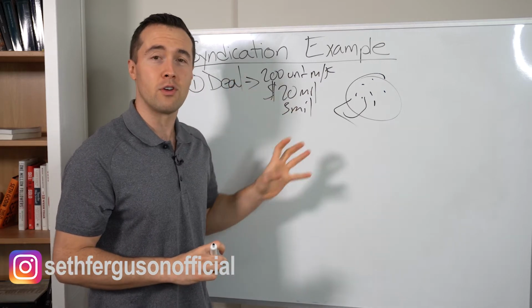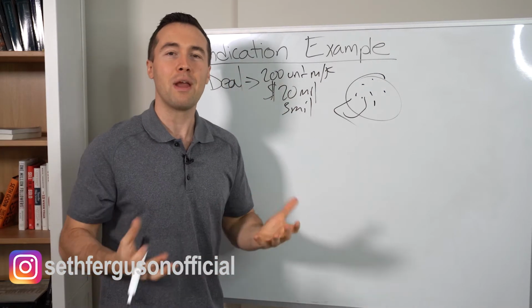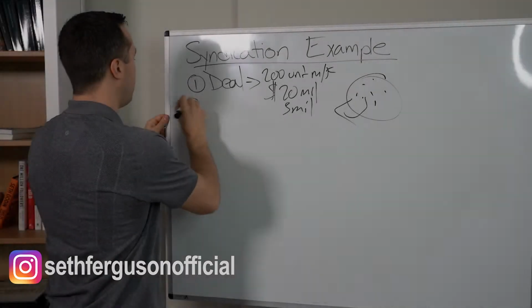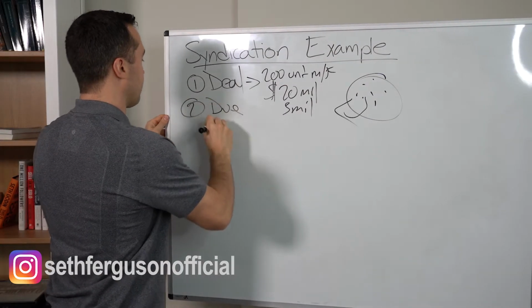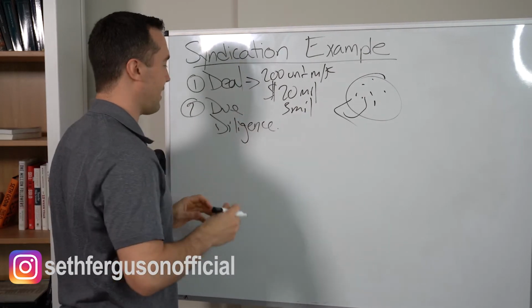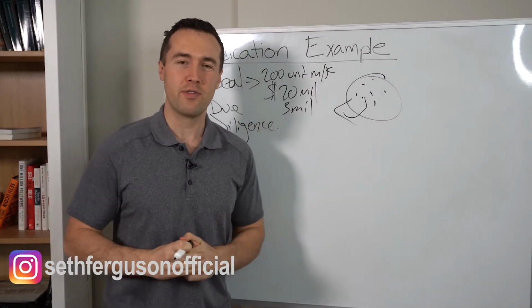But you, on your own as a syndicator, you don't have the capital necessary to complete the deal. And step number 2 is due diligence. Due diligence is really a catch-all phrase, and it encompasses a wide range of things.